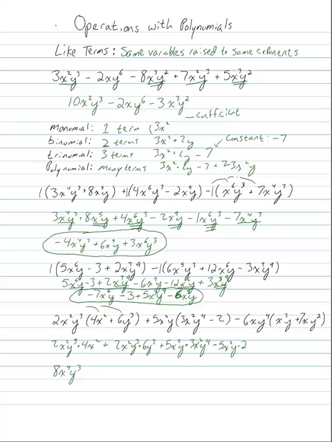Okay, my next term, 2 times 6 would give me 12. X squared, nothing else to multiply it with, so stays x squared. Y cubed times y cubed, y to the 6. So next one, 5x squared y times 3x squared y to the 4. 5 times 3 is 15. X squared times x squared is x to the 4. Y times y to the 4 is y to the 5.